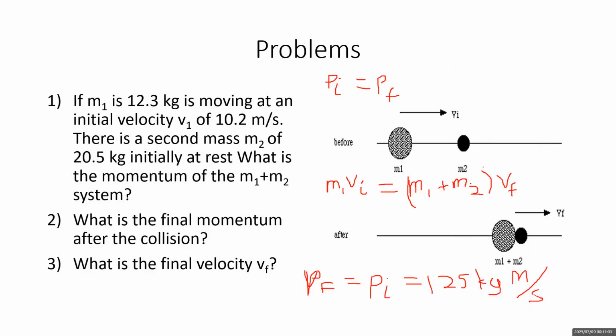Now to find the final velocity, we have to use this equation. Again, the initial momentum and final momentum are the same. We just move this here. And after plugging in the numbers, we have a final velocity of 3.83 meters per second.